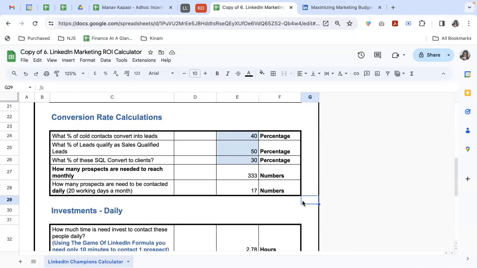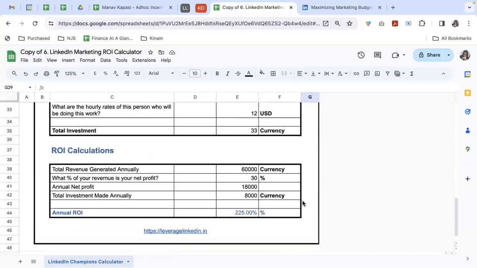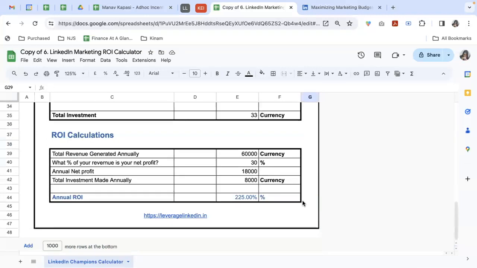So this is your LinkedIn marketing ROI calculator. And now you have crystal clarity on how much time and resources you need to put into achieving your revenue goals.